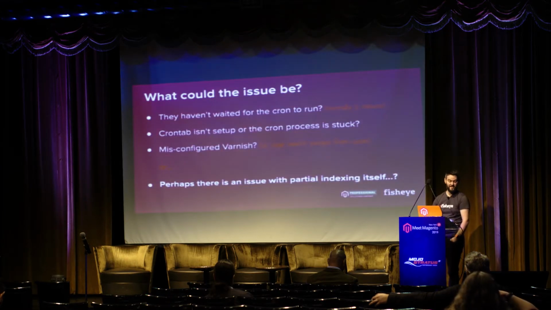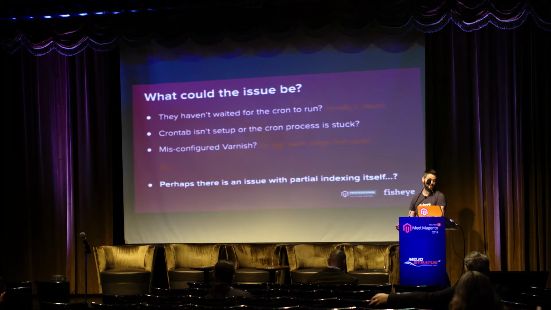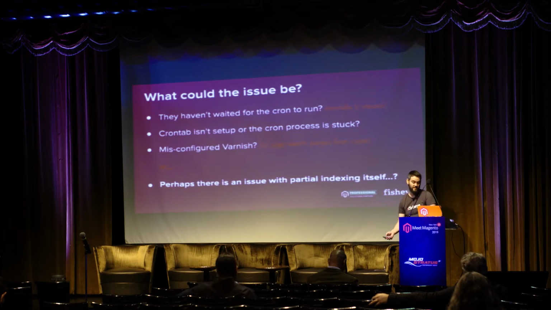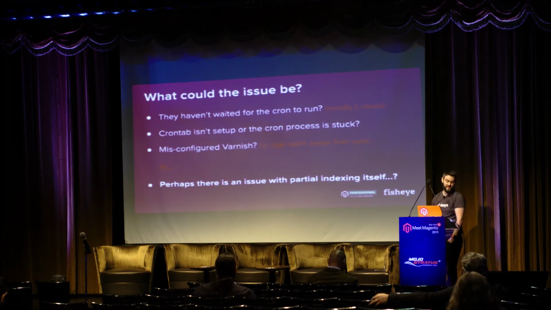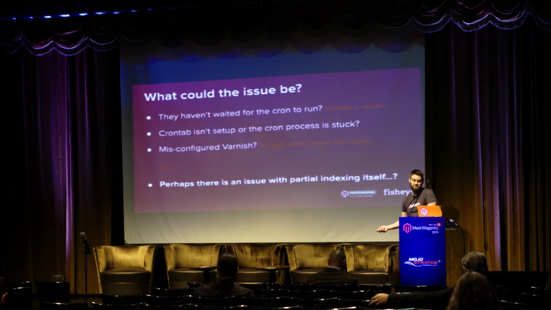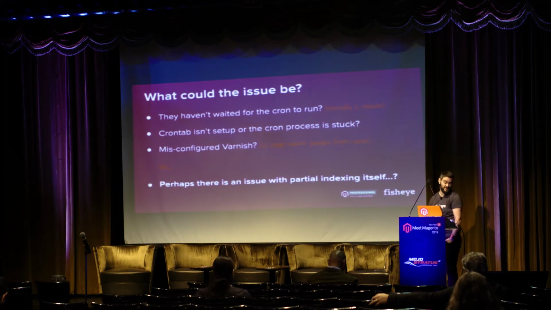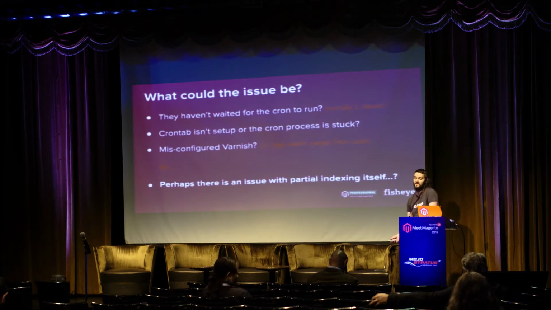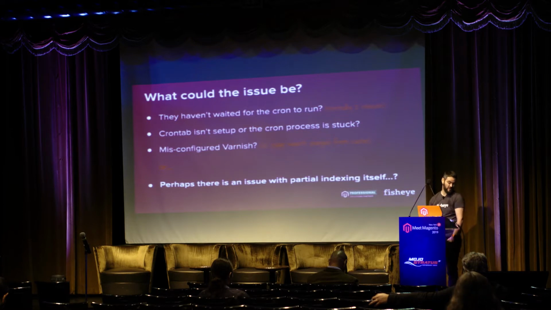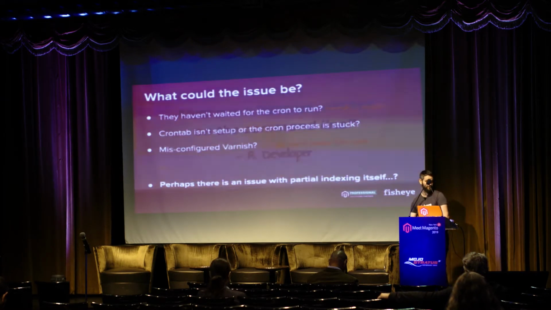So what could the issue be? Perhaps the admin user hasn't waited for the cron to run. The cron runs every minute by default, so you have to potentially give it a minute to show up on the storefront. Perhaps your cron isn't configured correctly, or the cron's stuck. Or maybe it's running perfectly fine, but you're using Varnish for full-page cache and Varnish is misconfigured, so the record hasn't been purged. Or perhaps there's an issue with indexing itself, which is what we're going to look at.